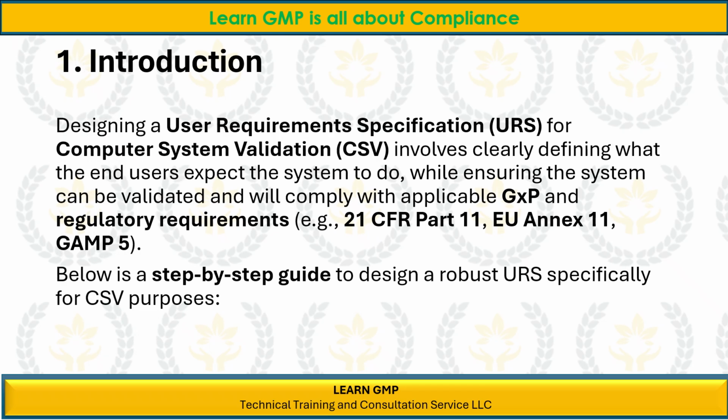Introduction. Designing a User Requirements Specification, URS, for computer system validation, CSV, involves clearly defining what the end users expect the system to do, while ensuring the system can be validated and will comply with applicable GxP and regulatory requirements, for example, 21 CFR Part 11, EU Annex 11, GAMP 5. Below is a step-by-step guide to design a robust URS specifically for CSV purposes.